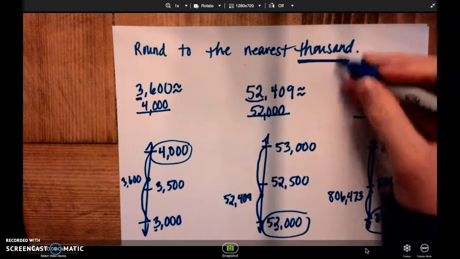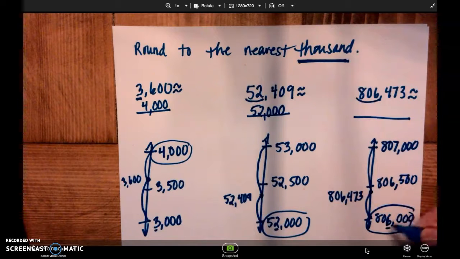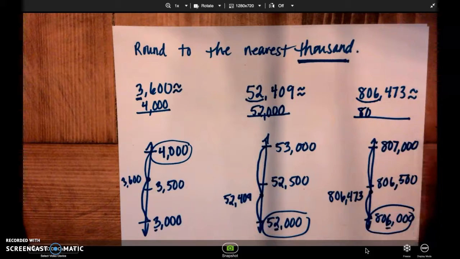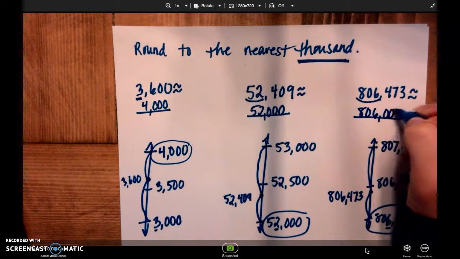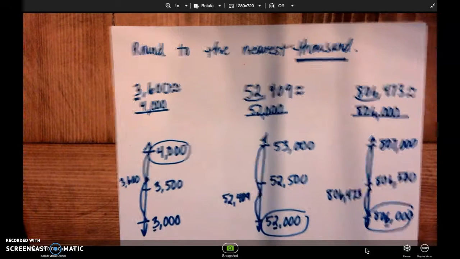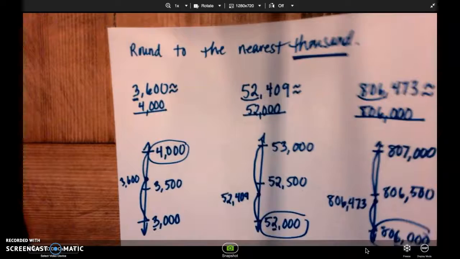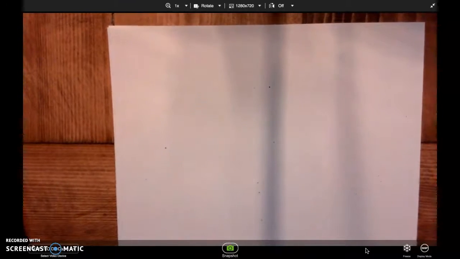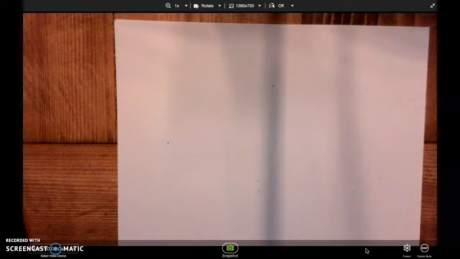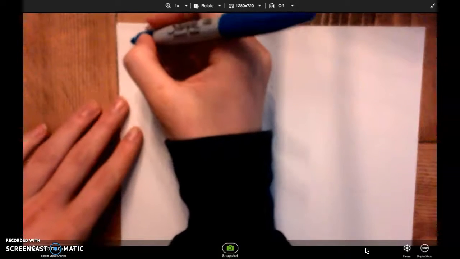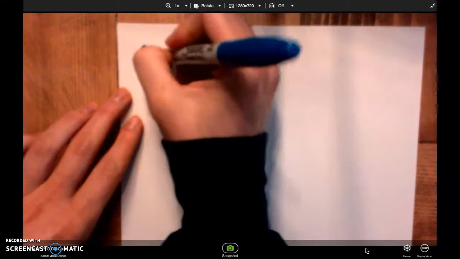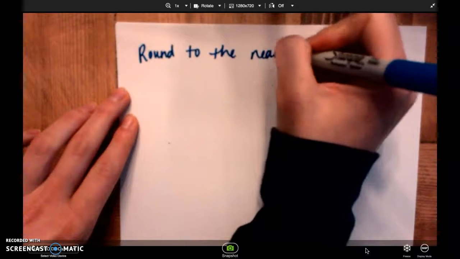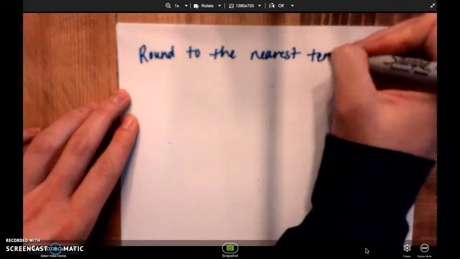So I can see 806,473 rounded to the nearest thousand is 806,000 because it falls in the bottom half of my number line. Okay, so there'll be a picture of that if you need to review that. Now let's add on another layer. This time we're not going to round to the nearest thousand, but instead we will round to the nearest, that's right, 10,000.